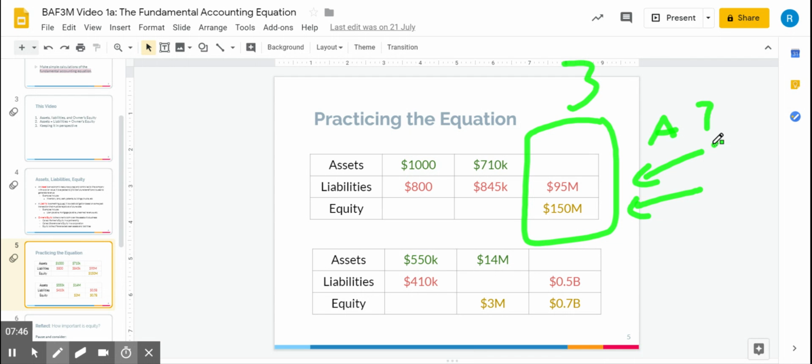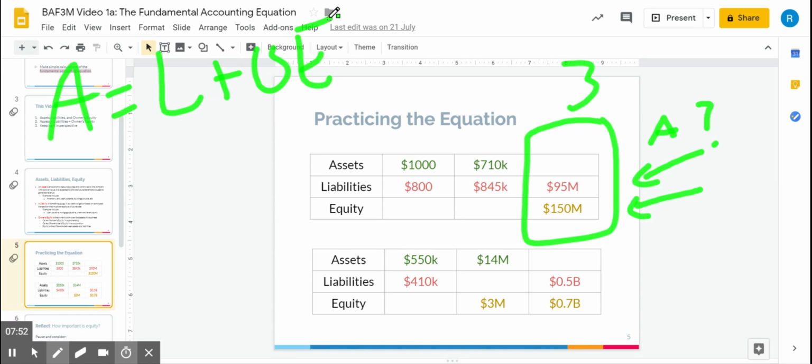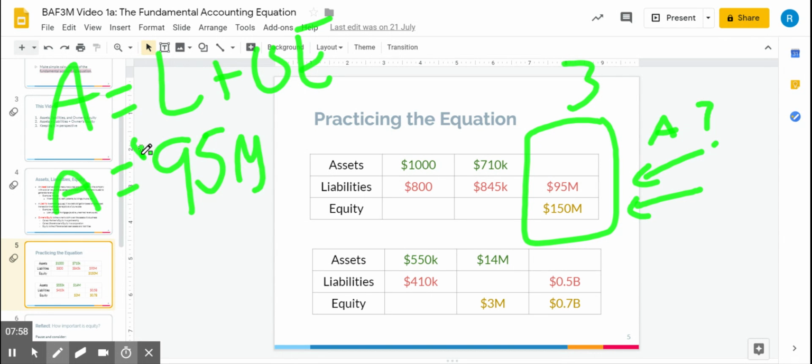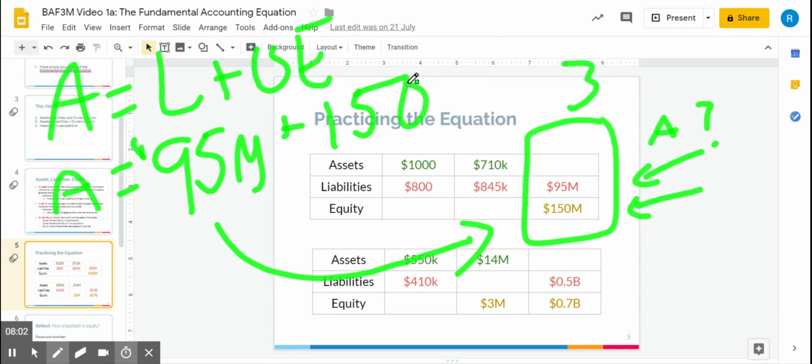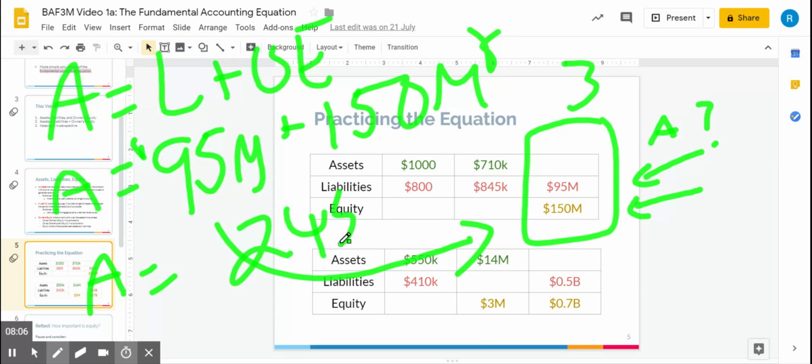So a way you can always solve this, depending on what you like to do, is always just by plugging it into the fundamental accounting equation. Assets equals liabilities plus owner's equity. So here, assets, we don't know yet, equals $95 million, which as you can see, is our liabilities, plus our owner's equity, which is under $50 million. So here the assets of the business are $245 million.